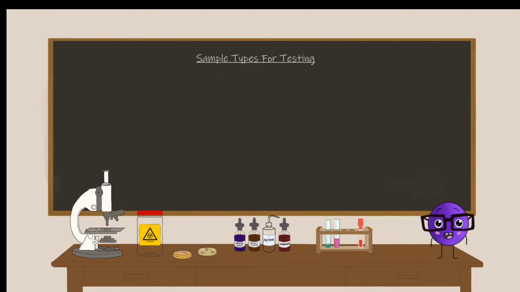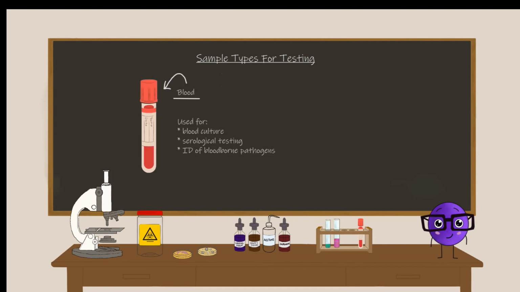Sample types for testing. Before we move on to how we culture and identify microorganisms, let's first explore the type of samples we receive for testing. The microbiology lab handles a wide range of sample types. These include blood, used for blood culture, serological testing, and identification of bloodborne pathogens. This sample type helps diagnose infections such as bacteremia and sepsis.